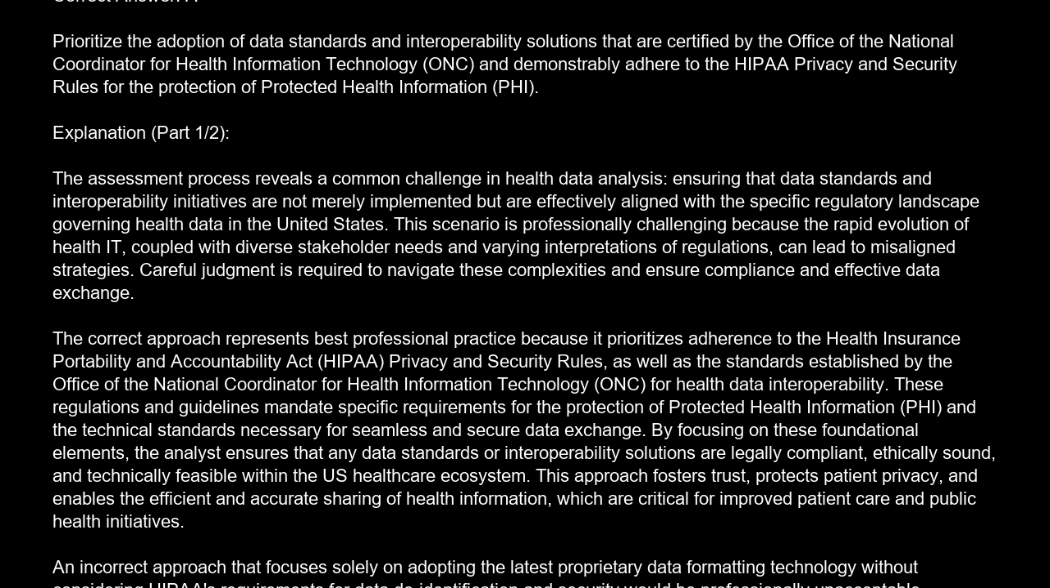By focusing on these foundational elements, the analyst ensures that any data standards or interoperability solutions are legally compliant, ethically sound, and technically feasible within the U.S. healthcare ecosystem. This approach fosters trust, protects patient privacy, and enables the efficient and accurate sharing of health information, which are critical for improved patient care and public health initiatives.